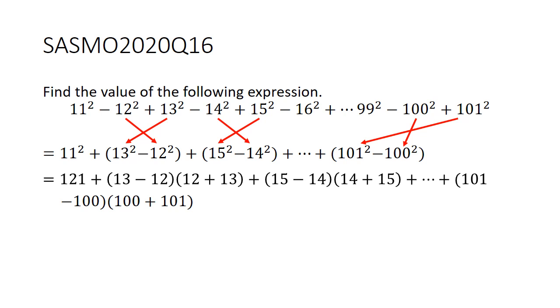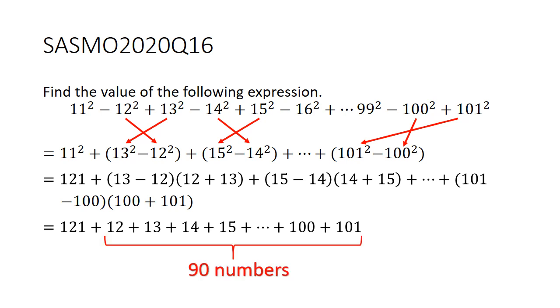Now if I simplify this expression, I now get 121 plus 12 plus 13 plus 14 all the way to plus 101. This is an arithmetic progression consisting of 90 numbers. So we can use the AP formula. We'll take 121 plus 90, which is the total number of terms, open bracket the first term 12, plus the last term 101, divided by 2. In total, this gives us 5,206.